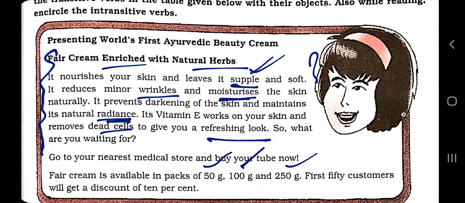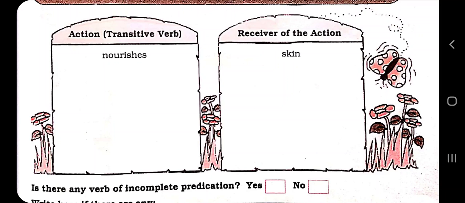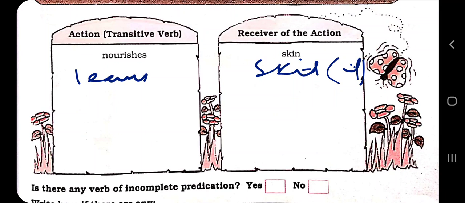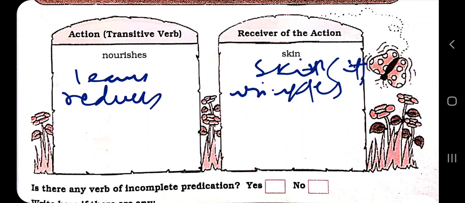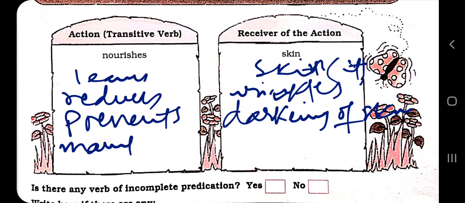Now, action. You have to write down the action, that is the transitive verb. Like here, nourishes skin, leaves. Here it is given, it stands for skin. Reduces wrinkles. Check the spelling from the text. Wrinkles. Prevents darkening of skin. Object, darkening of skin. There are other words also. Maintains natural radiance.